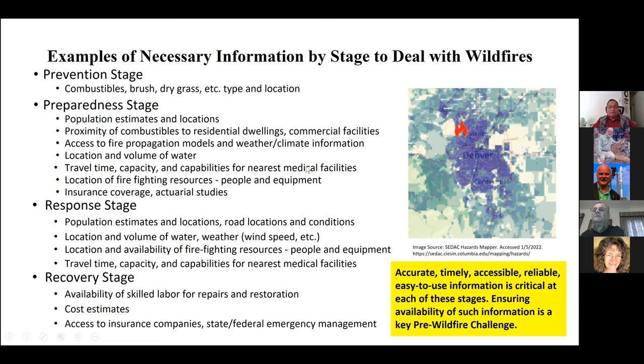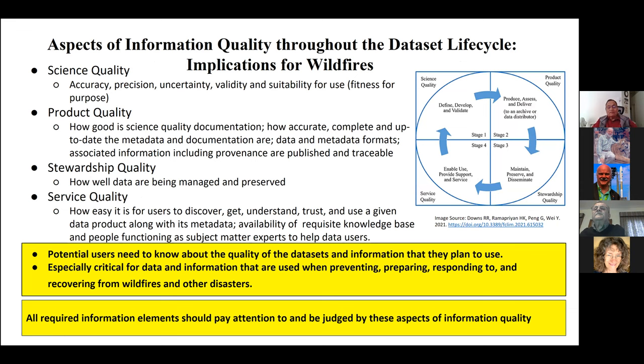We also take a data set life cycle perspective when looking at the implications for wildfires. And so looking at the aspects of information quality throughout the data set life cycle, we see that with science quality, you need to have the accuracy and the precision and the certainty and validity, as well as knowing about the suitability or fitness for purpose of the data.